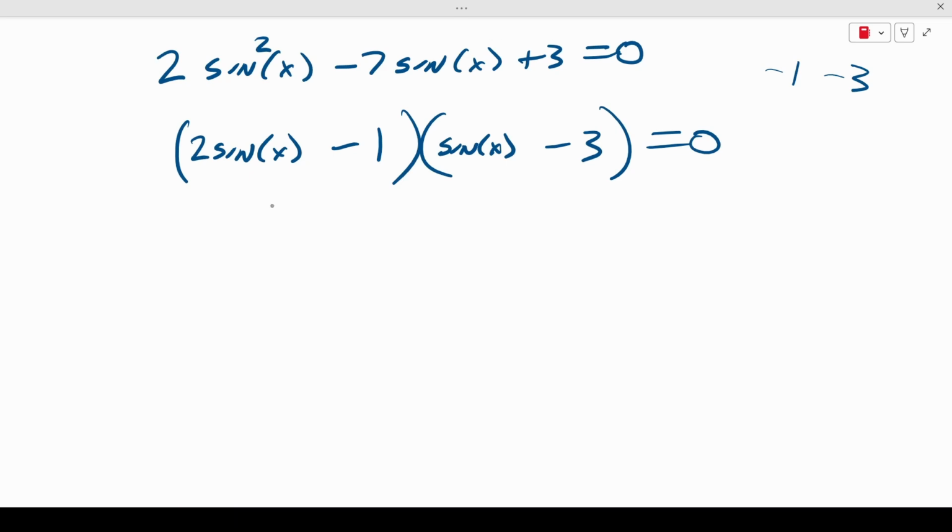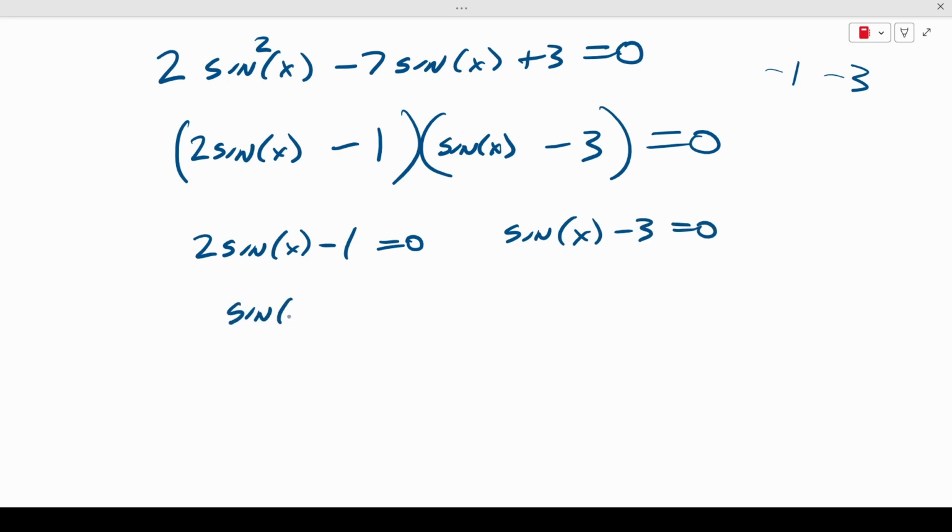I'm going to say, well, how can I get this equal to 0? Well, only if 2 times sine of x minus 1 equals 0, or sine of x minus 3 equals 0. So I'm going to solve both of those equations. I get sine of x equals a half. I get sine of x equals 3. When is sine of x going to be 3? Never. I get no solutions from this one because the maximum of sine of x is 1.